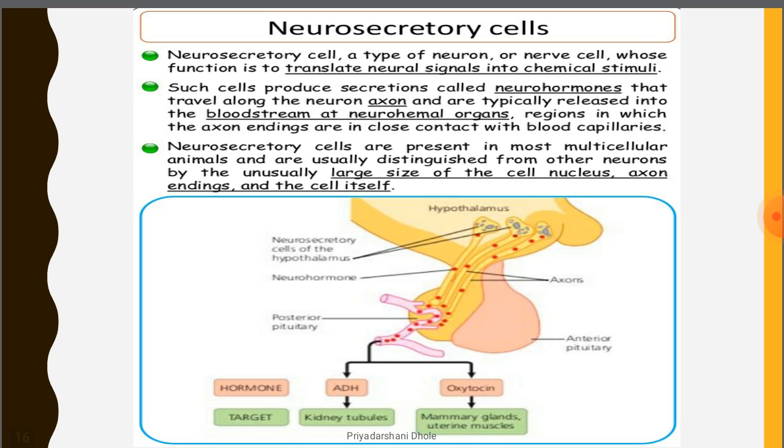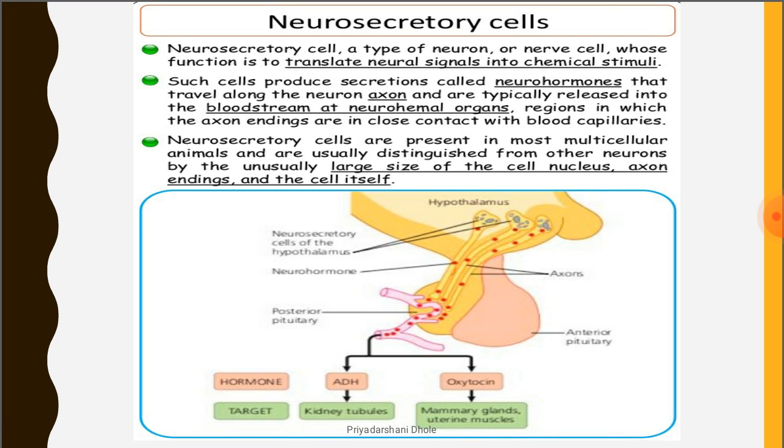Next type is the neurosecretory cells. These are a type of neuron or nerve cells whose function is to translate neural signals into chemical stimuli. Such cells produce secretions called neurohormones that travel along the neuron axon and are typically released into the bloodstream at neurohemal organs and regions in which the axon endings are in close contact with blood capillaries. Neurosecretory cells are present in most multicellular animals and are usually distinguished from other neurons by the unusually large size of the cell nucleus, axon endings, and the cell itself.